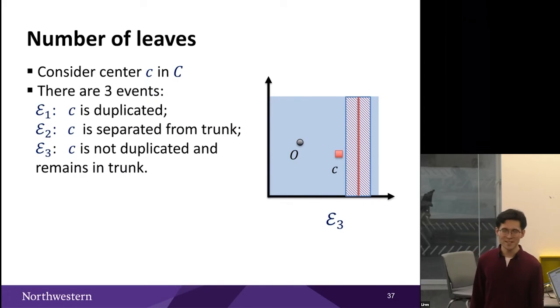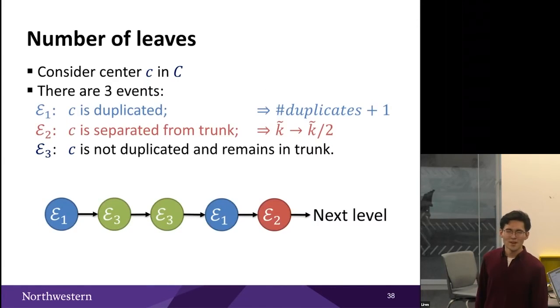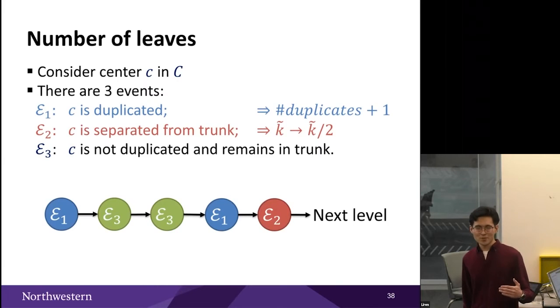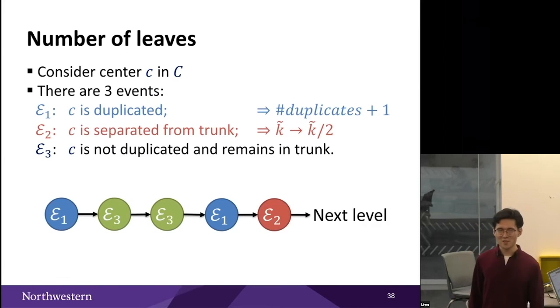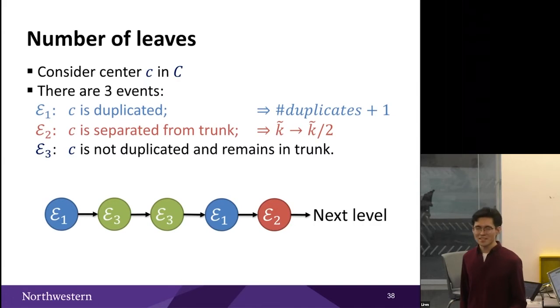And third region, third event, C is not duplicated and also not separated from the trunk. So it remains in the trunk. Okay, we note that the first 2 events are most interesting for us because in the first event, the number of leaves containing C will increase by 1. So the number of duplicates will increase by 1.